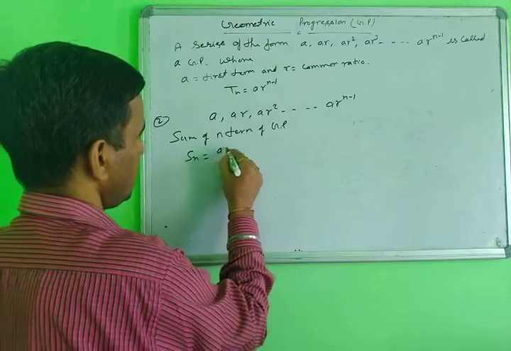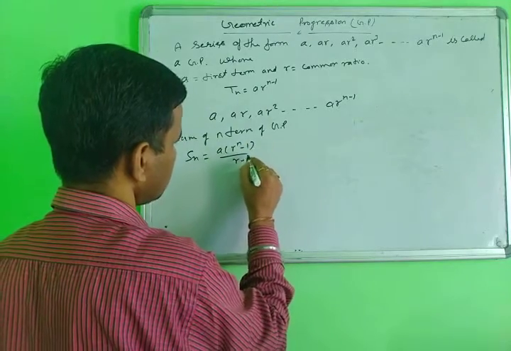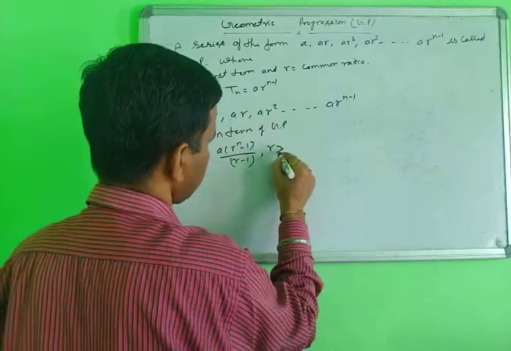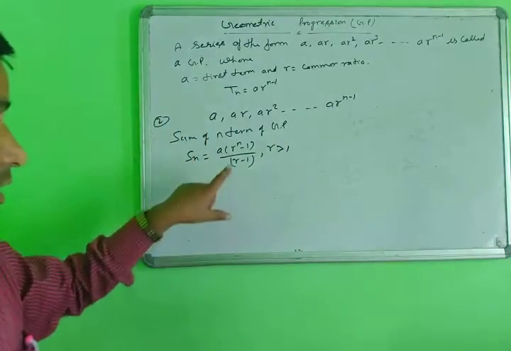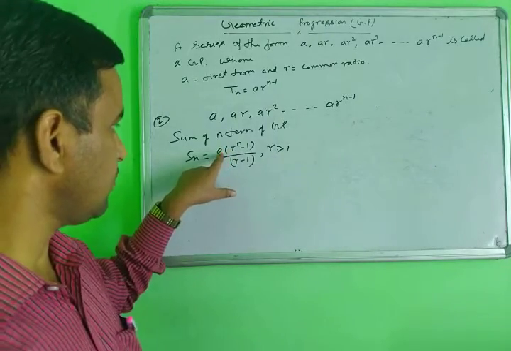Sn is equal to A times R to the power n minus 1, upon R minus 1, when R is greater than 1. Here R is the common ratio, A is called the first term.